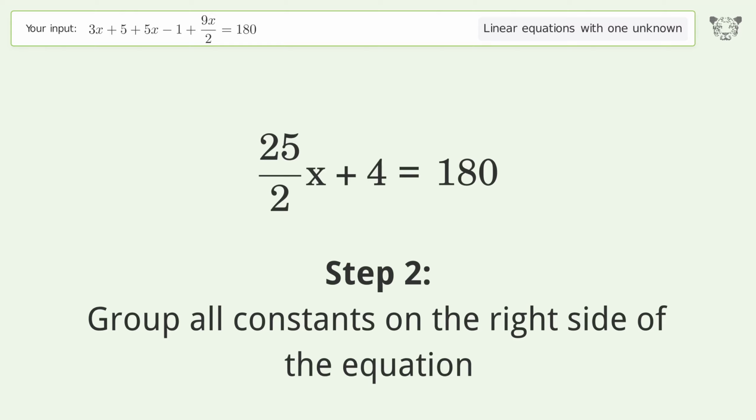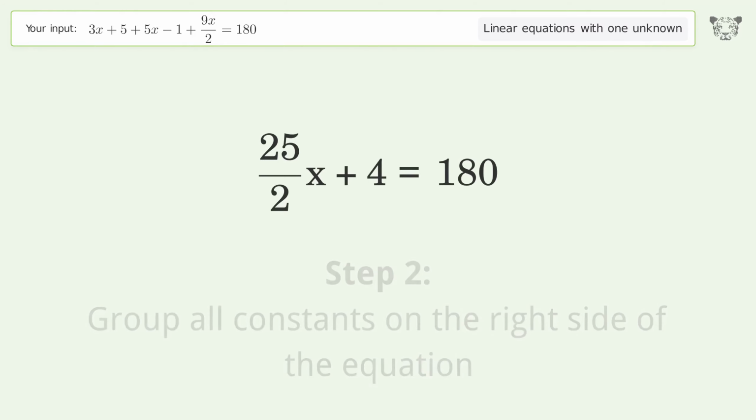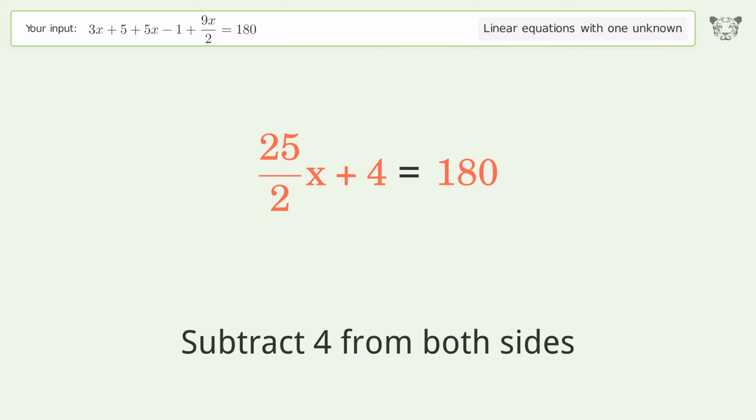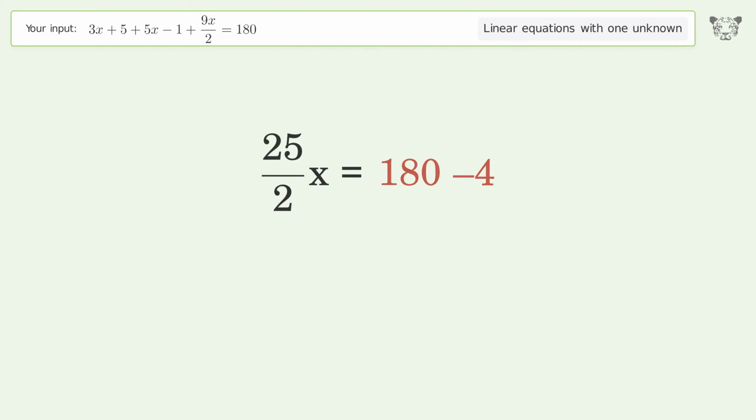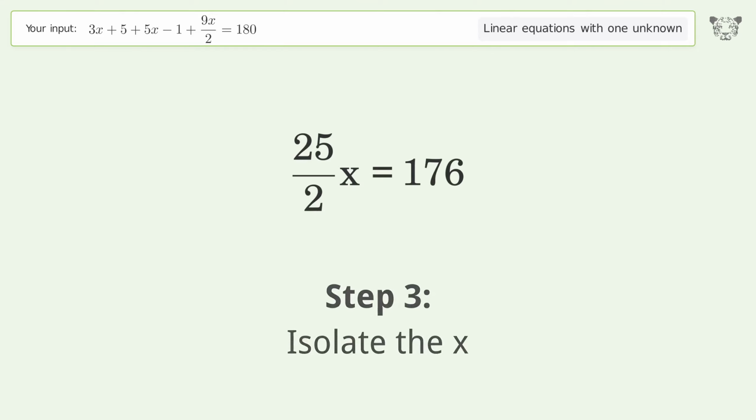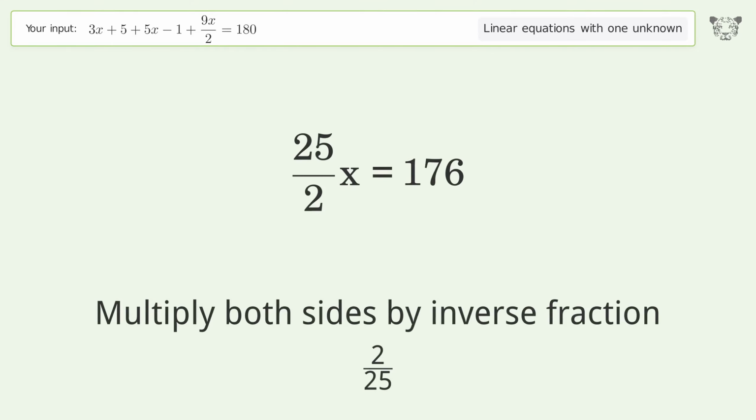Group all constants on the right side of the equation. Subtract 4 from both sides. Simplify the arithmetic. Isolate the x. Multiply both sides by inverse fraction 2/25.